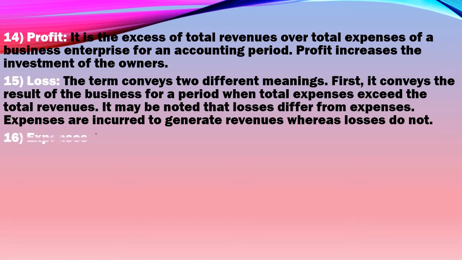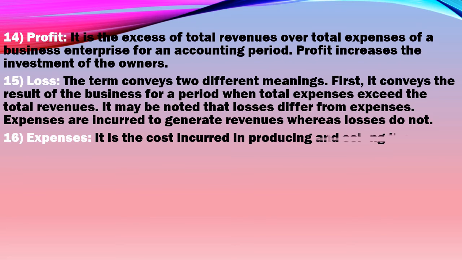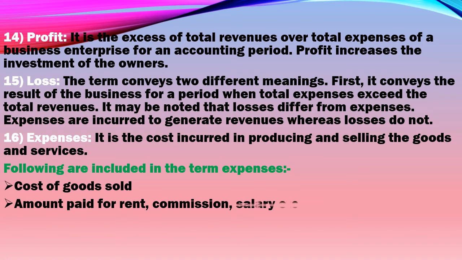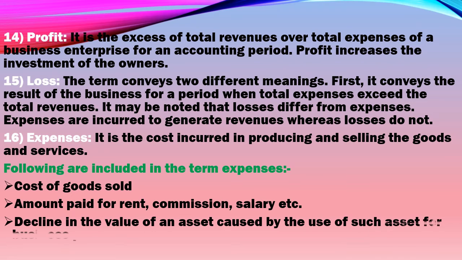Next we have is expenses. It is the cost incurred in producing and selling the goods and services. So expense is the cost that you incur in producing and selling the goods and services. Following are included in the term expenses. The first one is cost of goods sold. Second one we have is amount paid for rent, commission, salary, etc. And the third one we have decline in the value of an asset caused by the use of such asset for business purpose. So here expense, the cost of goods sold.